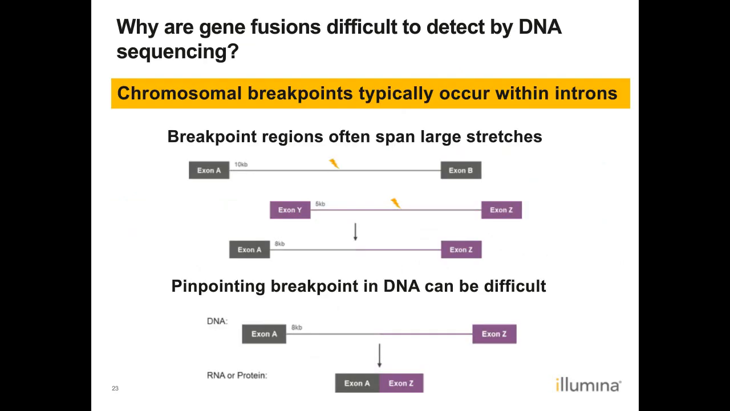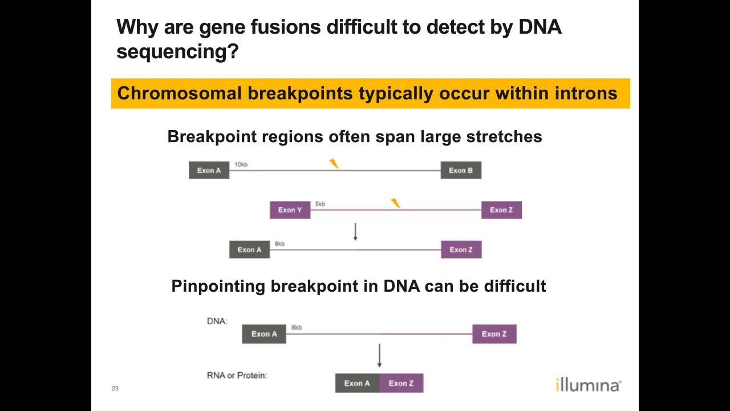Like with karyotyping or FISH, detection of fusions by NGS is primarily done on RNA level. The reason behind this is the fact that breakpoints typically occur within introns, and the breakpoint regions often span large stretches, so they can be difficult to pinpoint on the DNA level. In RNA, intronic sequences are removed during splicing, so sequencing only exons is sufficient to detect the breakpoints accurately.